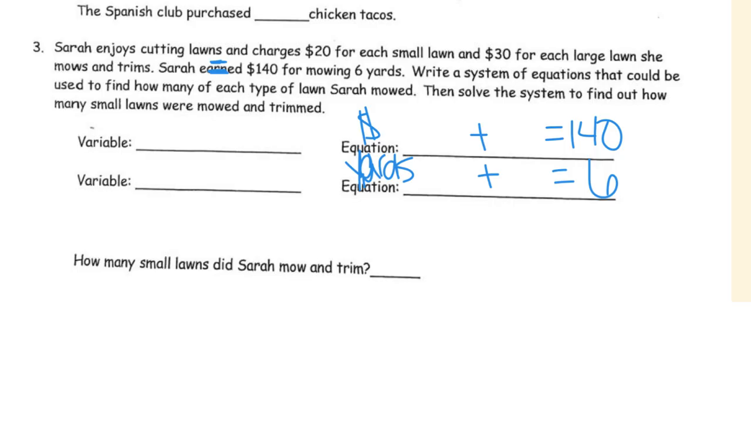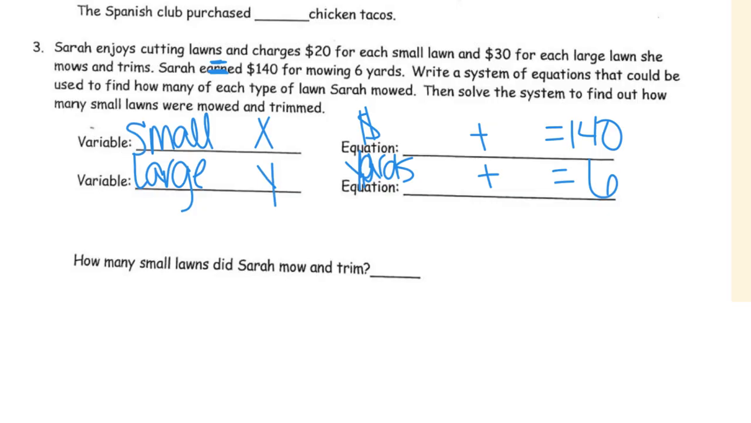Right, and solve, and so on. Okay. So we know she did something. She got $140 and she did that with 6 yards. What kind of lawns is she cutting? What are our variables? Small and what? And large. All right, do we want to use X and Y here? Yes. Okay, I would strongly use X and Y here.